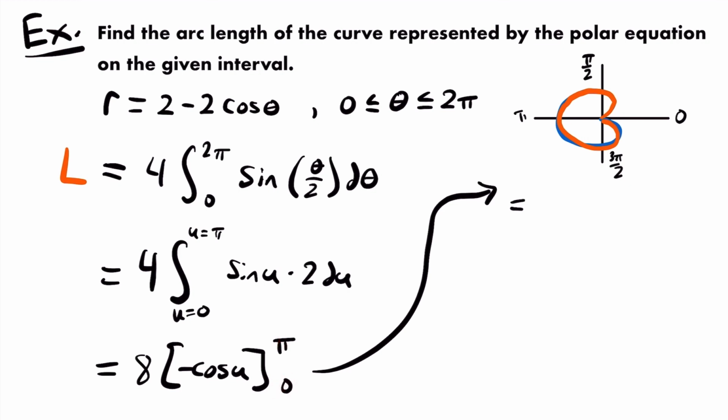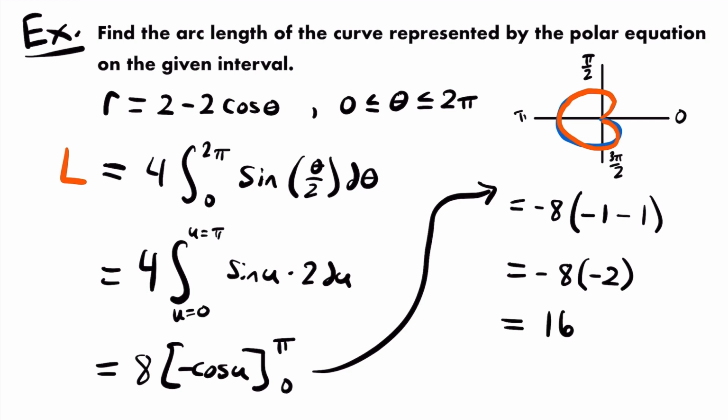So this will be equal to negative 8 times cosine evaluated at pi, which is negative 1. So we have negative 1 minus cosine evaluated at 0, which is positive 1. So we have negative 1 minus 1, and so this is equal to negative 8 times negative 2, which is equal to positive 16. And so 16 is the arc length around this entire cardioid represented by r equals 2 minus 2 times cosine theta.